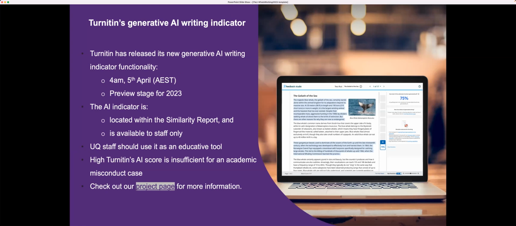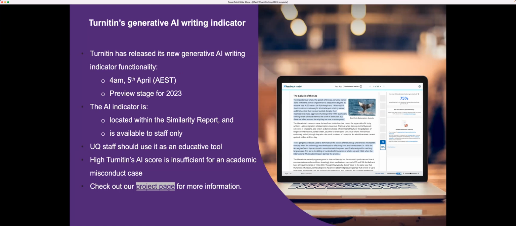So basically the AI indicator will be located within the similarity report. It's different to the similarity score. If you can see on the image, it will highlight the text with a high probability of being AI generated and give you a percentage. But it's separate to the similarity score, which of course is about text matching. It's only available to staff, so students will not be able to see this score.